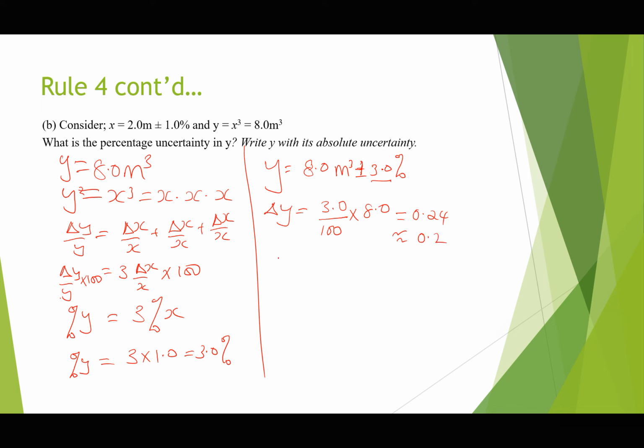So it means I will say that y is going to be 8.0 plus or minus 0.2. Okay, so I hope that is well understood. It must be home and dry. Let's proceed.